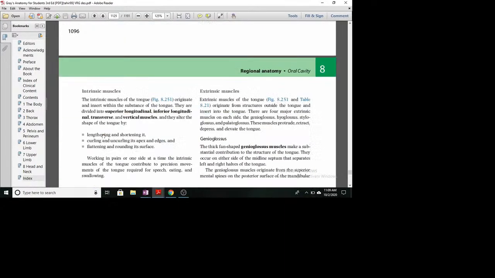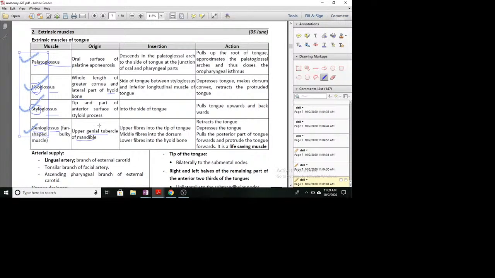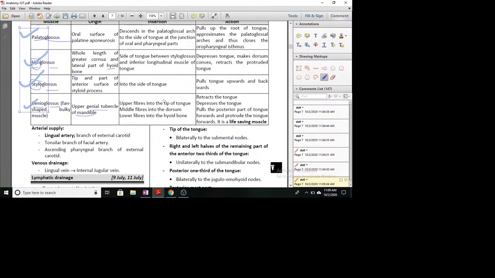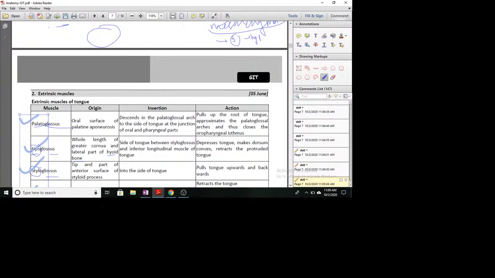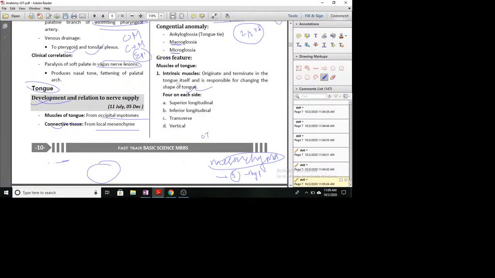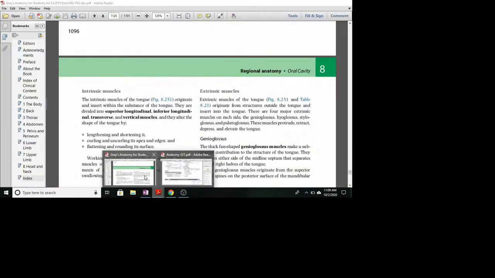Okay, is there intrinsic and extrinsic muscle of the tongue? Well, we need to go through this. Okay, let's see extrinsic muscle of tongue. What is the intrinsic muscle of the tongue? Superior longitudinal, inferior longitudinal, transverse, and vertical. So tongue muscle can be divided into intrinsic and extrinsic muscles. So let's go to the figure. I was searching for the figure.